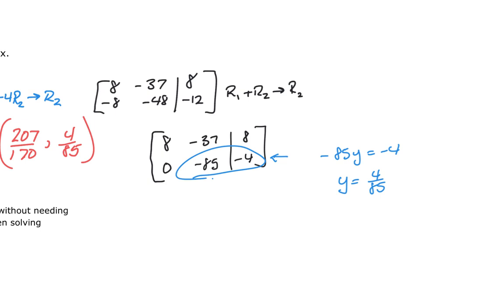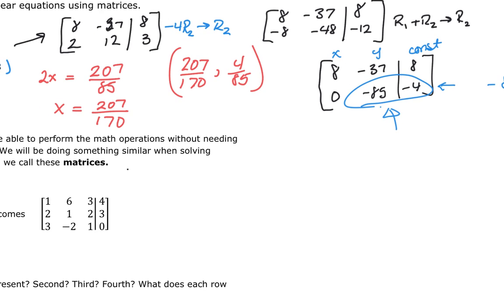Because, remember, this is my x's, this is my y's, and these are my constants. This last row tells me I have negative 85y is equal to negative 4, and that allows me to solve for y. And by using it in matrix form, it kind of cleans up the process.